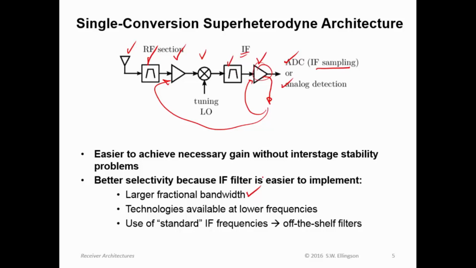The fractional bandwidth at IF is greater than the fractional bandwidth at RF, and that allows us to make a more selective filter. Furthermore, we have more options for technologies at lower frequencies. As we go down to lower and lower frequencies, there are more and more schemes, many of them having low cost, for implementing filters. Furthermore, it facilitates the use of standard IF frequencies. I'll say more about this throughout the lecture, but the idea is that the industry has gravitated towards a limited number of frequencies which are used for IF purposes, and that means that there are lots of off-the-shelf filters available for those particular frequencies.